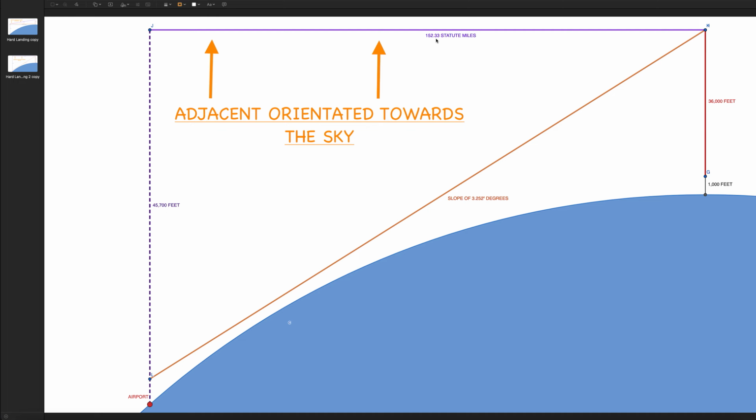Now, the problem with that is this. In reality, for an average of 3 degrees of descent, they'll be using 120 statute miles, not 152 statute miles. What it actually means is that for a globe to exist, and for them to do this descent, they've got to start almost 33 miles prior to when they have to start in reality. So the top of descent has to be almost 33 miles prior to when they do it in reality. Now this is the problem.